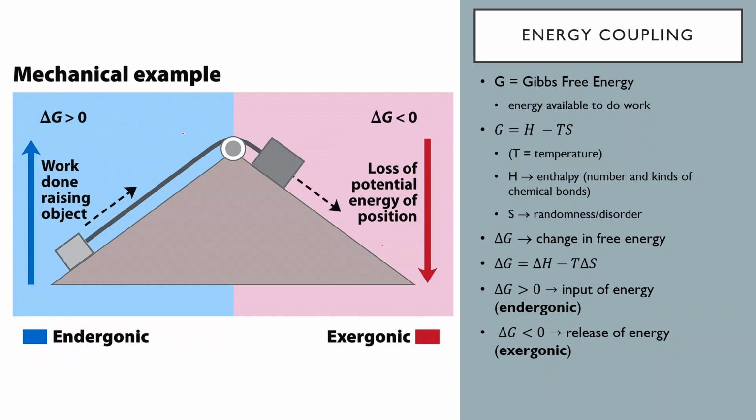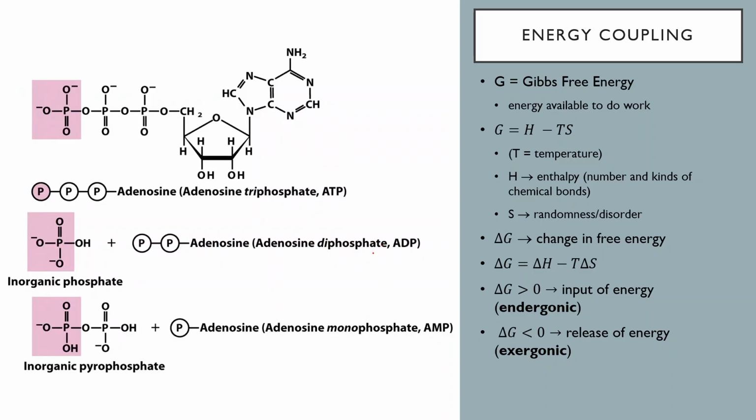And so what you're seeing here too is a coupling between two different systems. The box going up the hill represents an endergonic reaction, and the box going down the hill represents an exergonic reaction. If you can tie a rope from the bigger box to the smaller box, then you can use the energy being released by the box going down the hill to input energy to the box going up the hill. So you have an exergonic system releasing energy and an endergonic system using that energy to do work in the other direction. And this is true in chemical systems as well.